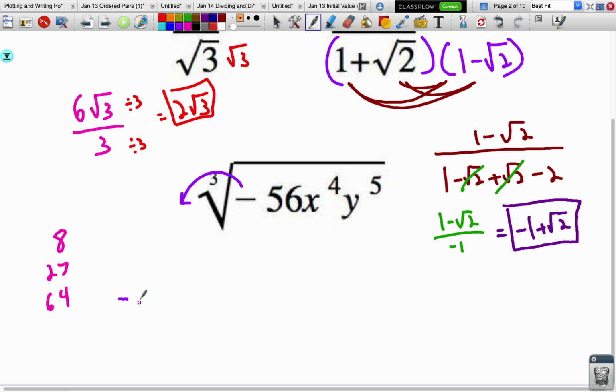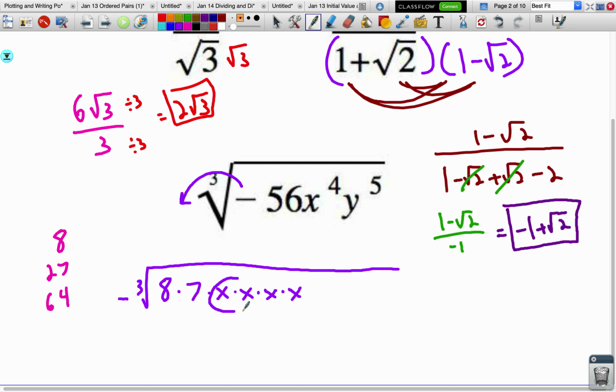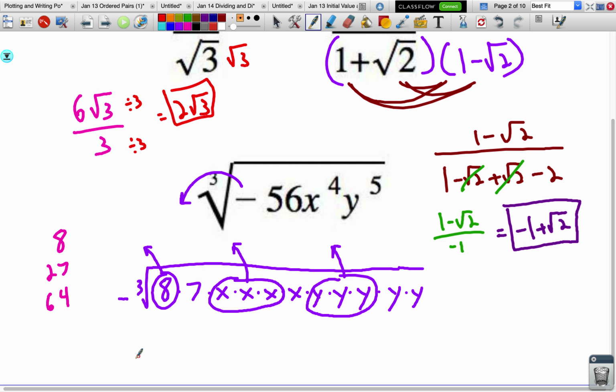So now I've got negative cubed root of 8 times 7. And then with the x to the 4th, write out all 4 x's. And then you need to make a group of 3 to break out of a cubed root, and a single x can come out. Same with the y's, write out all 5 y's. And again, they can only make one group big enough to break out. Let's break this 8 out as well. And we'll get negative 2xy on the outside times the cubed root of 7x, and then these y's go back together to become a y squared.